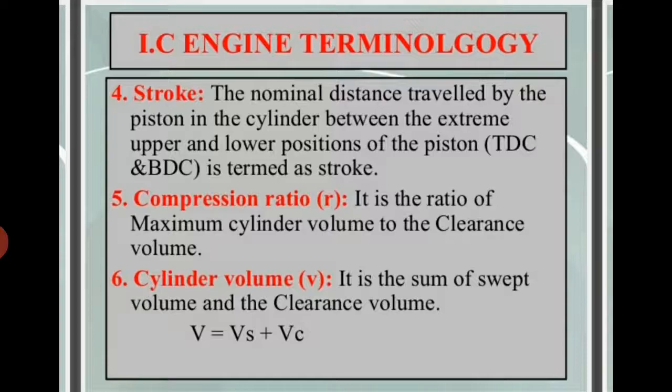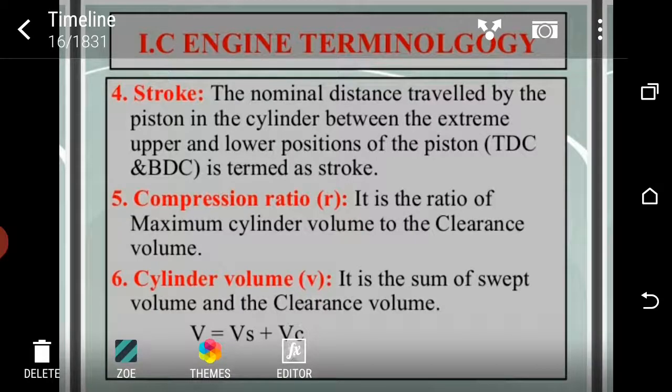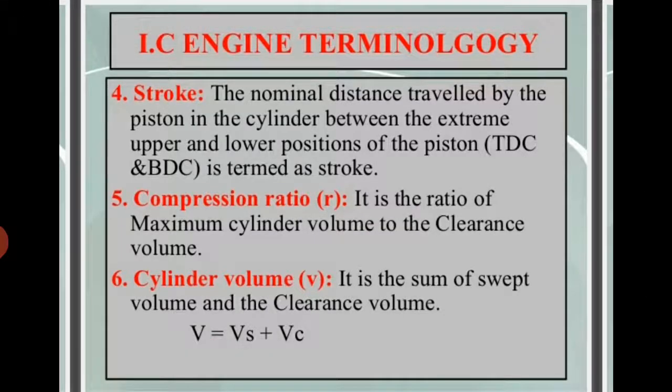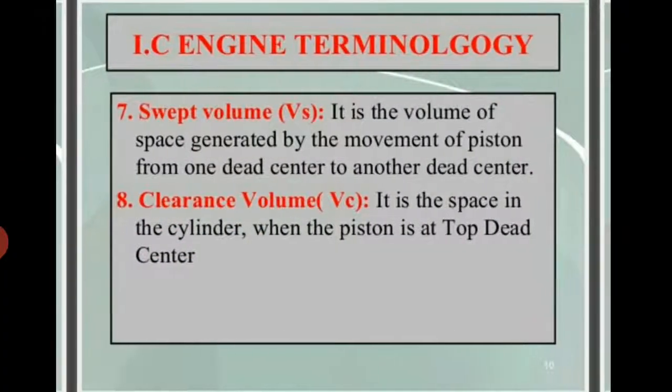Now one more term related to IC engine terminology is compression ratio. Compression ratio is the ratio of maximum cylinder volume to the clearance volume. Now, cylinder volume is basically the total volume, that is the sum of the swept volume and clearance volume. Mathematically you can describe this as V = Vs + Vc, where Vs is the stroke volume and Vc is the clearance volume.